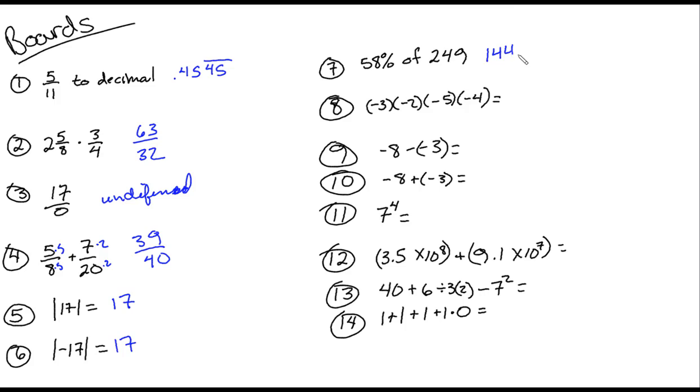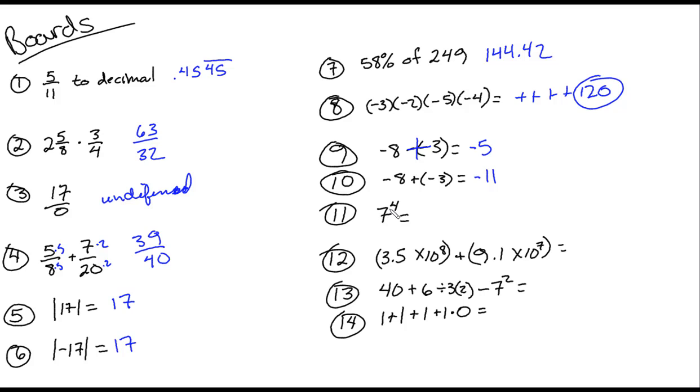And that's 144.42. Good. Here we have 1, 2, 3, 4 negatives timesing, which means the answer is going to be positive. Those two will cancel, and those two will cancel. So we've got 3 times 2 times 5 times 4. That's 20 times 6 is 120. -8 minus a -3. Two negatives going right next to each other make a plus. So that's -8 plus 3. The -8 wins, and we get -5. -8 plus a -3. Those are two numbers that are negative that are being added together, so they're both headed in the same direction. We get a -11.